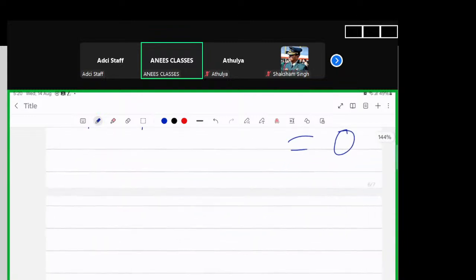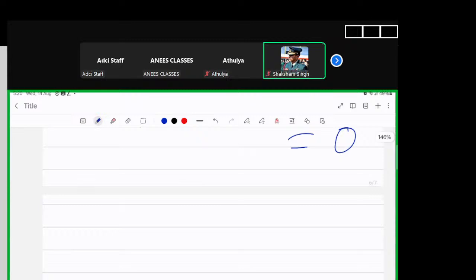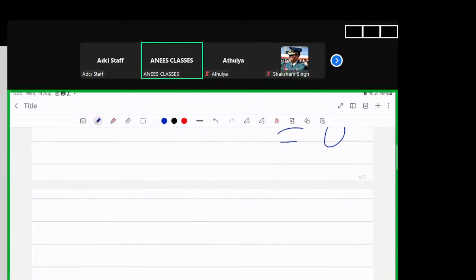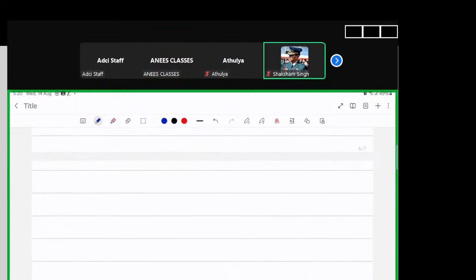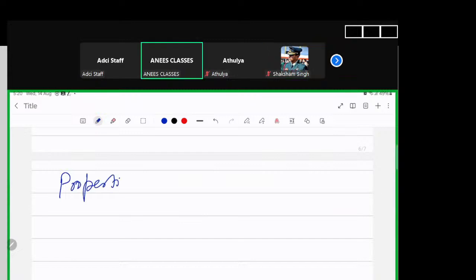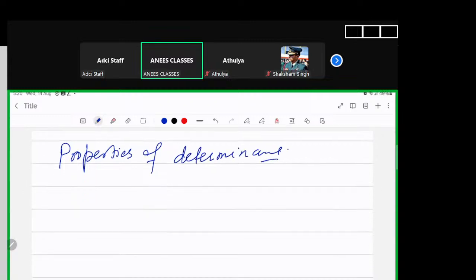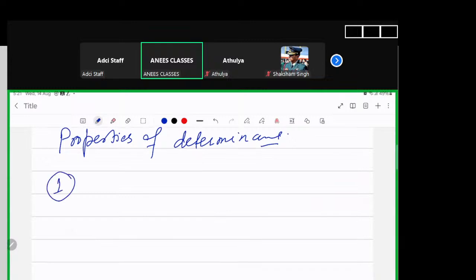Saksham, understood this? Yes, sir. Now after expansion of determinant, we'll go with properties of determinant. Okay? Okay, sir. Properties of determinants. Number 1. What is the first property? Sushil, tell me.